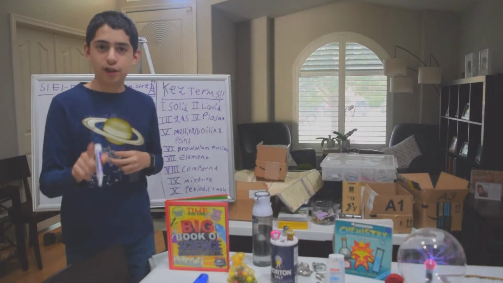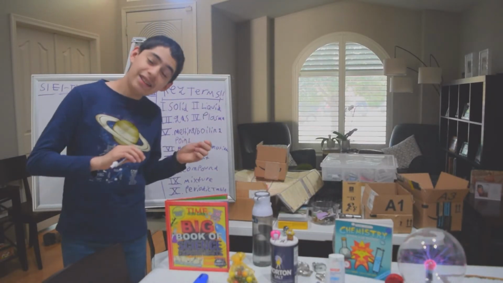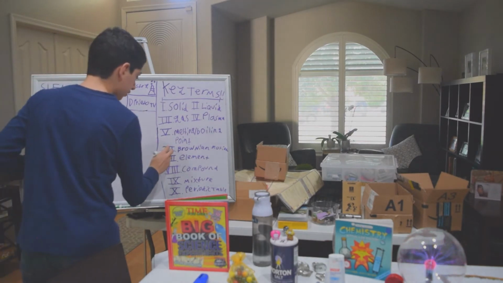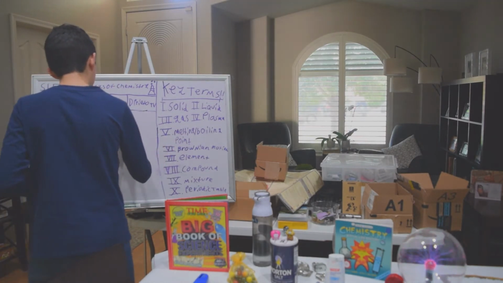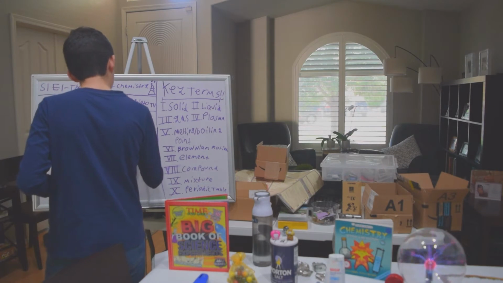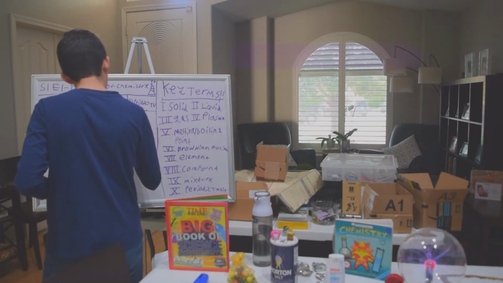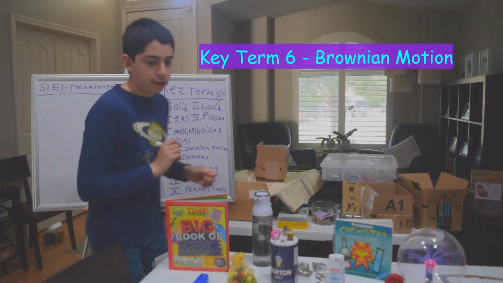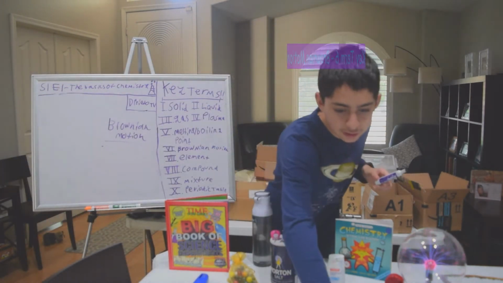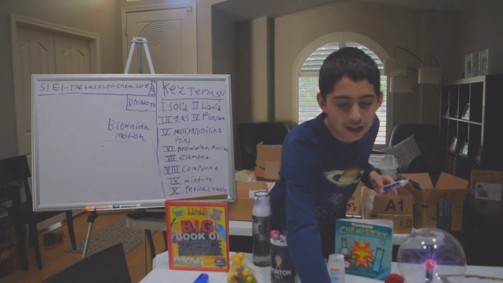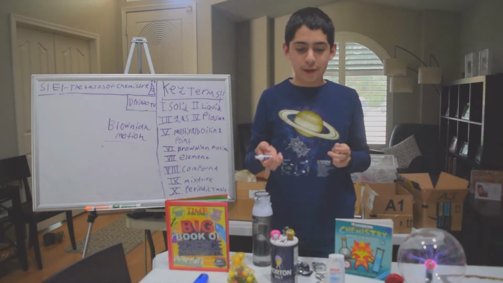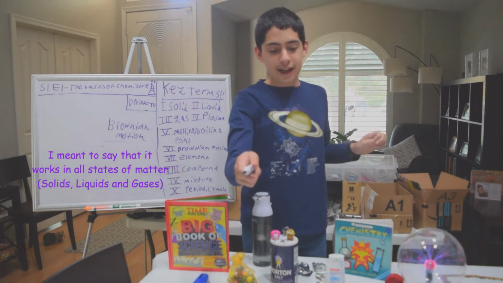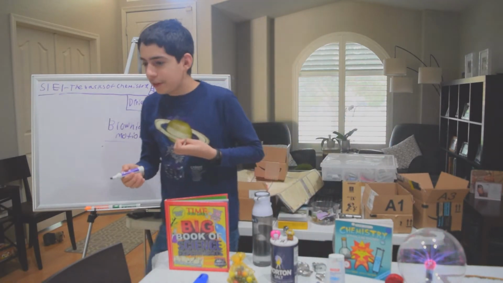Okay, so the next term that we're going to discuss, it's a little more complex, but I'm going to try to simplify it for you. It is called Brownian motion. Basically, it's a description of how particles move around in liquids and gases, not solids, only liquids and gases. So I'm going to try to explain this.